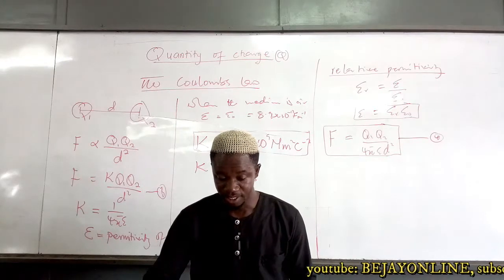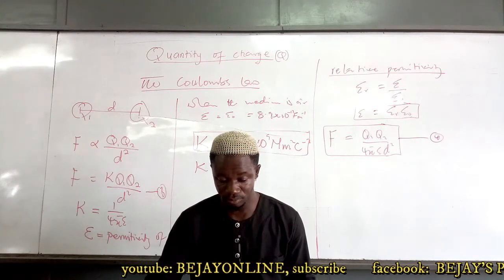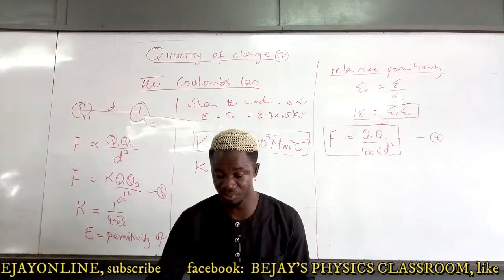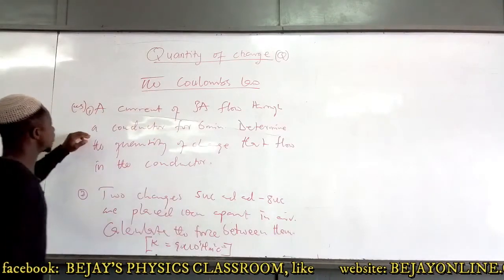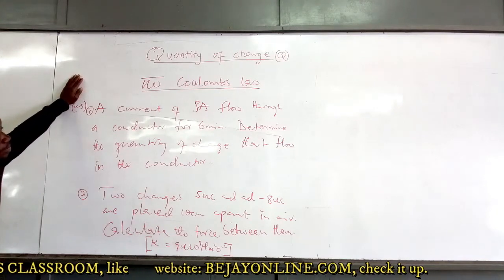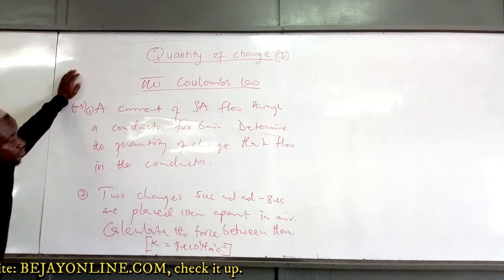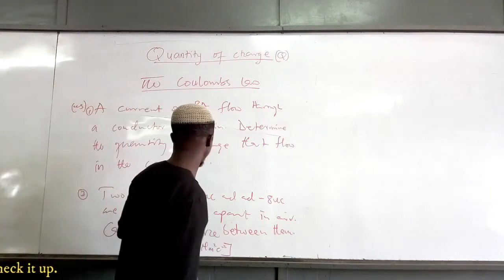Good. So let's look at some examples. Example 1: A current of 3 ampere flows through a conductor for 6 minutes. Determine the quantity of charge that flows through the conductor.